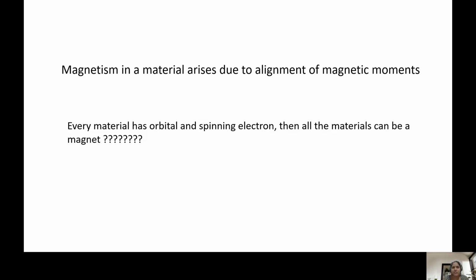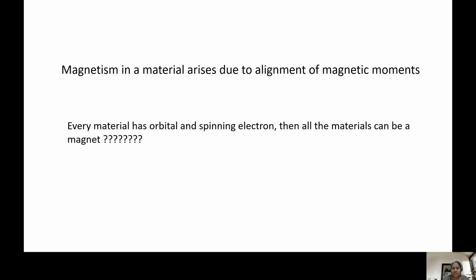But magnetism in a material arises due to the alignment of the magnetic moments. As I already told, the alignment of the magnetic moments will give us the net magnetic moment, which will give us the magnetism or magnetic field in the materials. Here, as we already know, every material has atoms, a nucleus, and electrons which are revolving around the nucleus. So every material has orbital and spinning electrons. Then can all the materials act as a magnet? No. All the materials are not magnets.